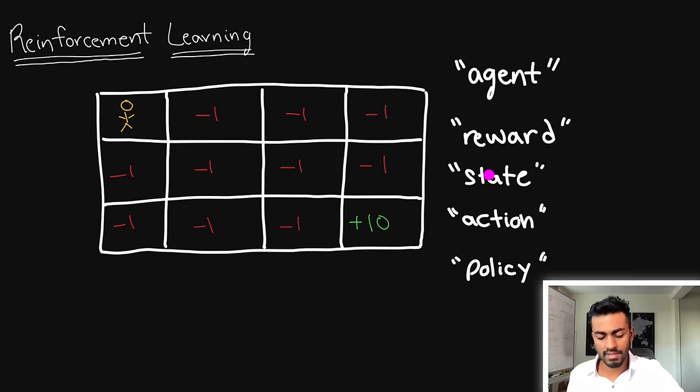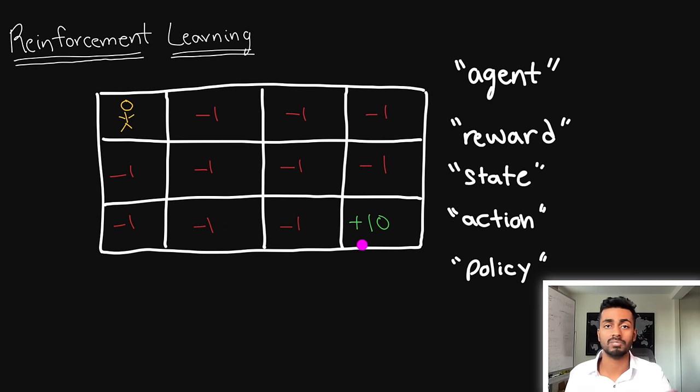The state here is going to be the representation of the current step. So for example, this agent is in a position 1, 1, so that position is the state. Action is what action is taken by the agent. For example, left, right, up, or down within the boundaries here in order to get to the final goal.